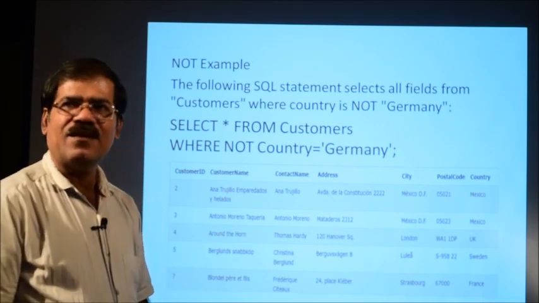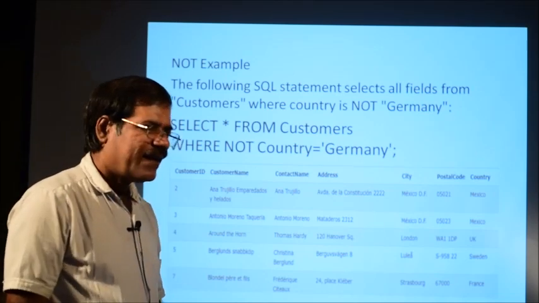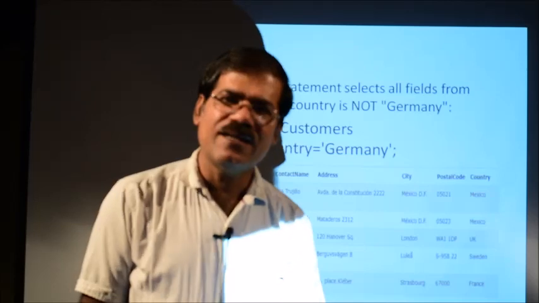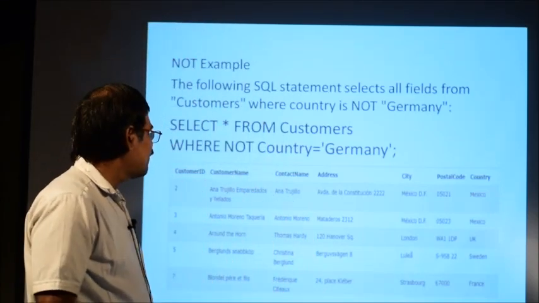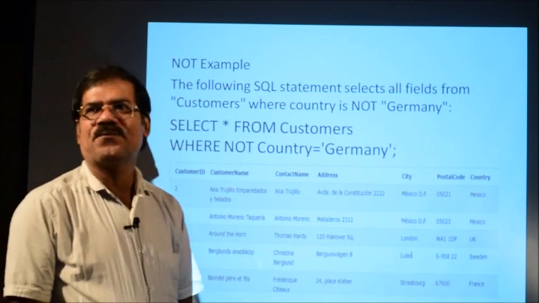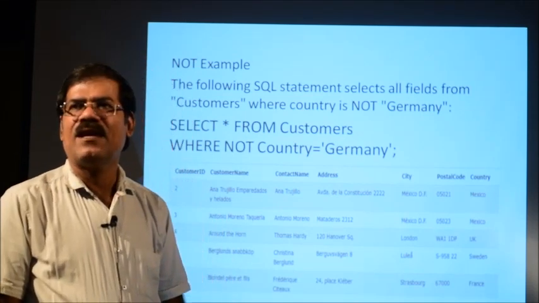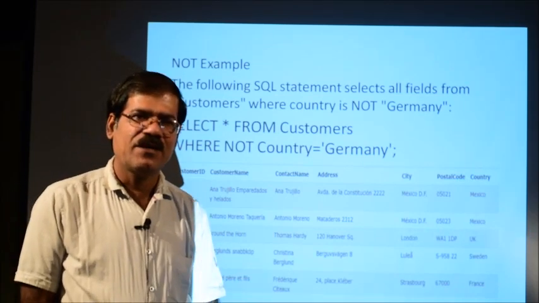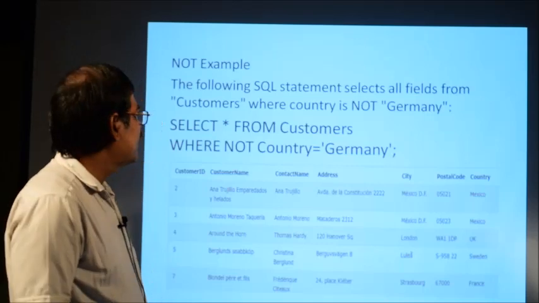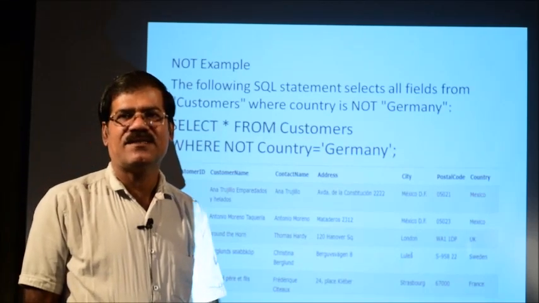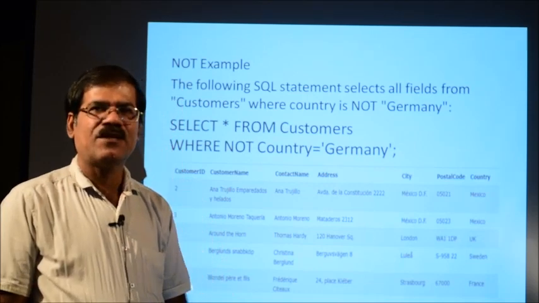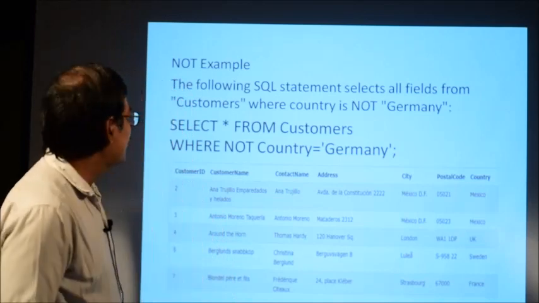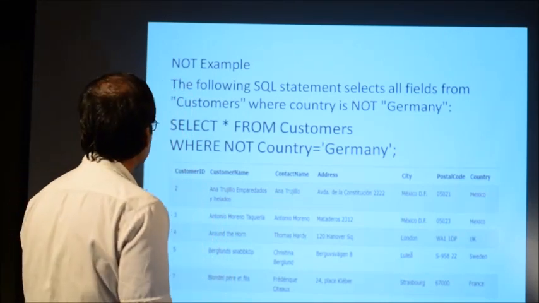So, other than Germany, the records are selected according to the country name, and then they display on your screen. It is very clear: not country Germany means the country is not Germany. The original table has some customers who belong to Germany, but here not country equal to Germany means the customers who do not belong to Germany, that record will be selected from the table and displayed on your computer screen.